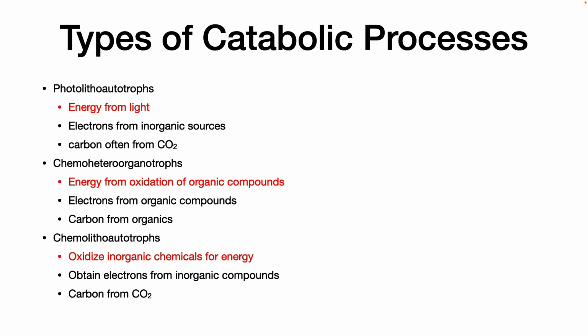Before we begin, let's take a little bit of a step back and think about catabolic processes in general. In reality, metabolism is pretty simple. There are only three major types of catabolic processes on Earth. Two classes get their energy from the oxidation of chemicals, while photosynthetic microbes get their energy from light. These classes are photolithoautotrophs. They get their energy from light, their electrons from inorganic sources, and their carbon is often from CO2.